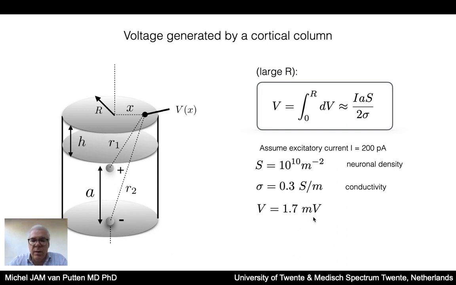In fact, we measure microvolts, but note that we measure voltage differences, differences that are of the order of 10 to 300 microvolts. So those are the voltages that we can measure with the scalp EEG.